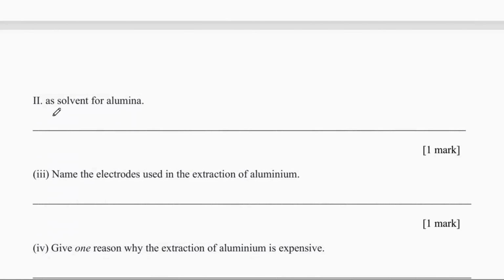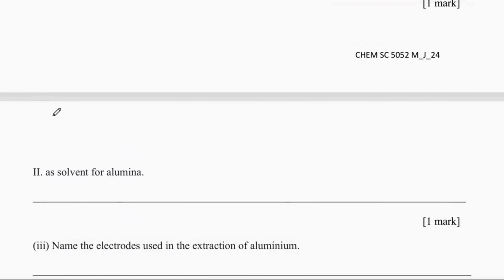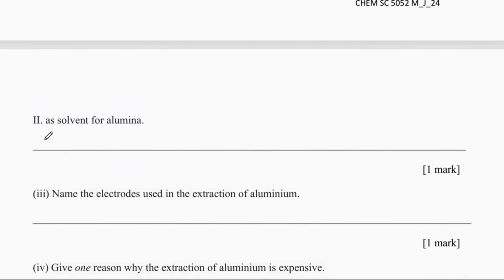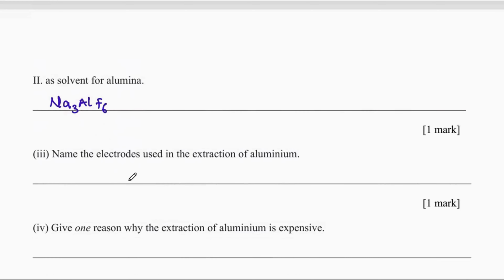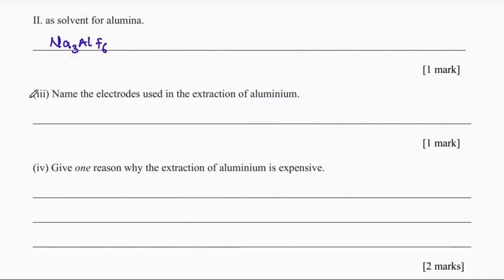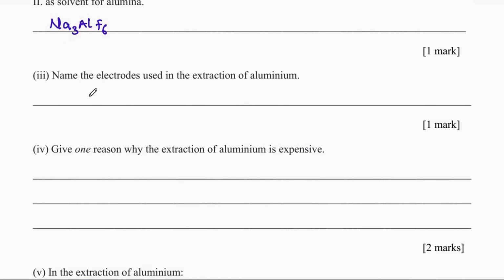Then the next question said, one compound that is used as a solvent for alumina. And that is cryolite, which is sodium 3 aluminium fluorine 6. Okay, so cryolite. Now, the next question is name the electrodes used in the extraction of aluminium. So for this process, we have carbon. Okay, or we can say the graphite. Graphite is carbon, so carbon electrode.